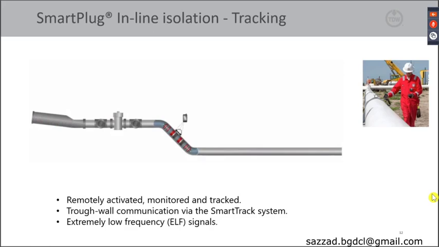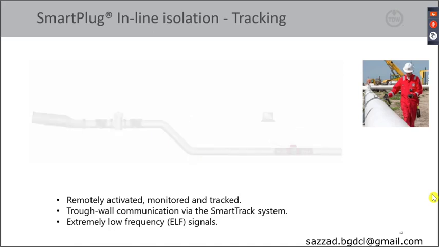I have another animation here showing a bit about the communication system and the tracking. The Smart Plug tool is remotely activated, monitored and tracked to the set location using through-wall communication via the Smart Track system shown on the animation. The communication system uses extremely low frequency ELF signals, typically less than 15 Hz, which can travel through thick wall and even coated and buried pipelines.